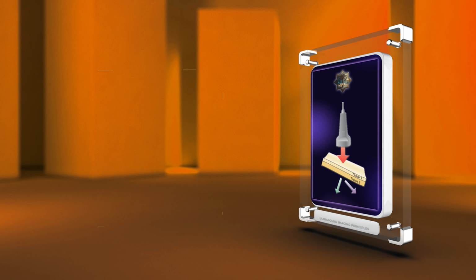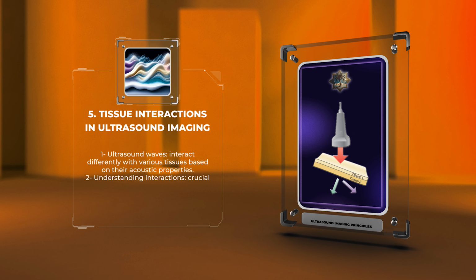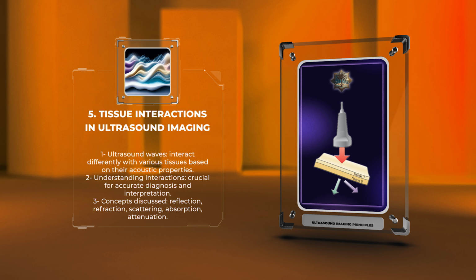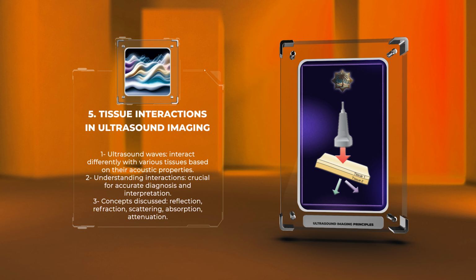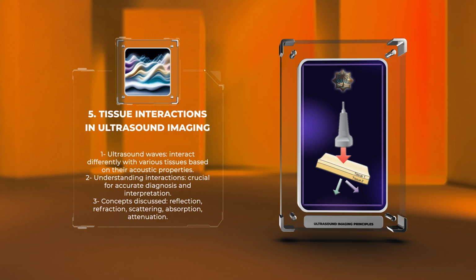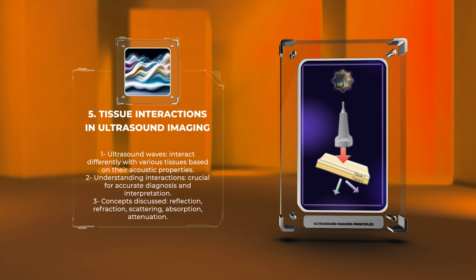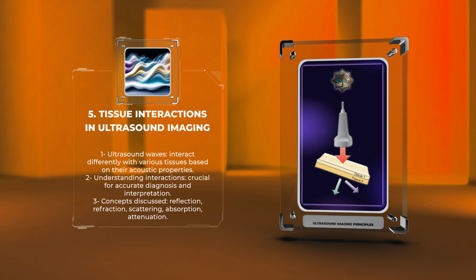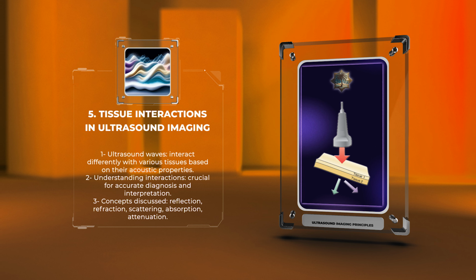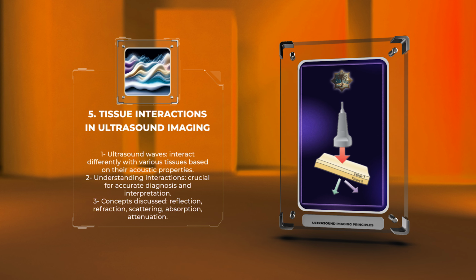Ultrasound waves interact differently with various tissues in the body based on their acoustic properties. Understanding these interactions is crucial for accurate diagnosis and interpretation. We will discuss concepts such as reflection, refraction, scattering, absorption, and attenuation, as well as how these phenomena contribute to image formation and image quality.